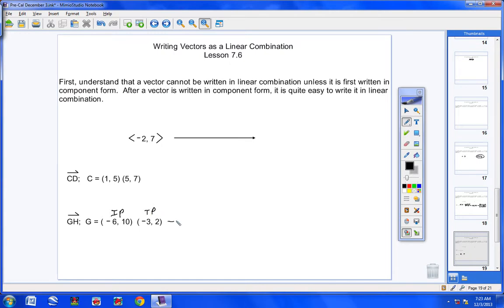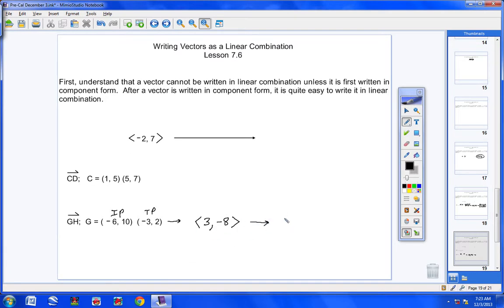Now, I'm going to do this in my head. We've done so many of these now, we should be good with this. You take terminal point minus initial point, so it's -3 minus a -6, and that would give you 3. And then we have 2 minus 10, that would be -8. There we go. And now, that's component form.